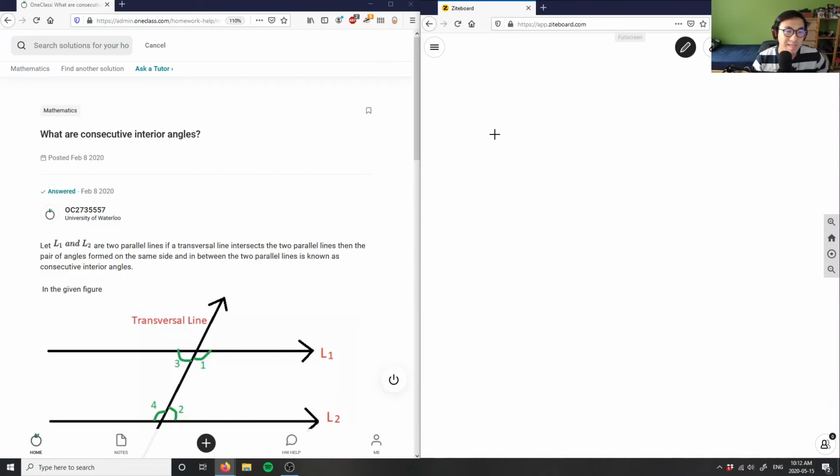It says, what are consecutive interior angles? I think I've actually answered this problem before. What this is, you basically need a diagram. And this diagram is actually really, really good. I'm going to redraw this diagram for you and explain it.